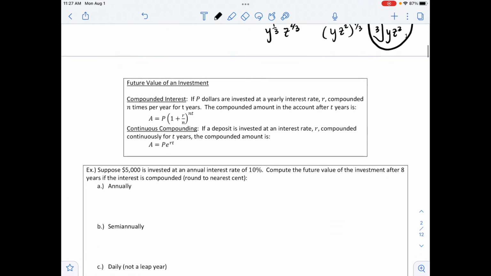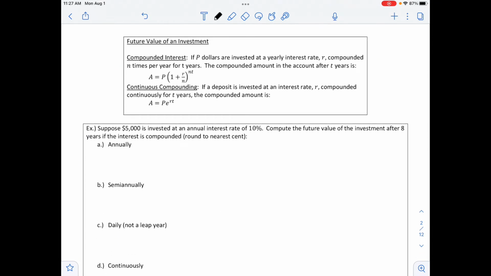So the next thing that we have is an application of this. This is called the future value of an investment. Compound interest. If P dollars are invested at a yearly interest rate R, compounded n times per year for T years, the compounded amount in the account after T years is A equals P times 1 plus R over n, raised to the nT power. Continuous compounding: A equals P e to the RT power. And so let's talk about what this means here.